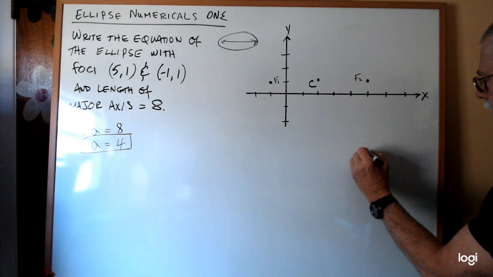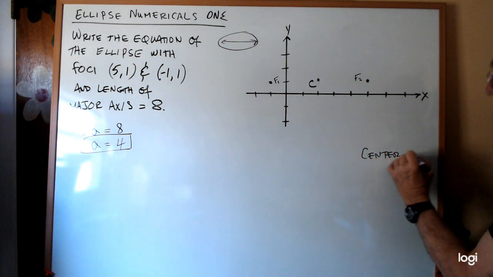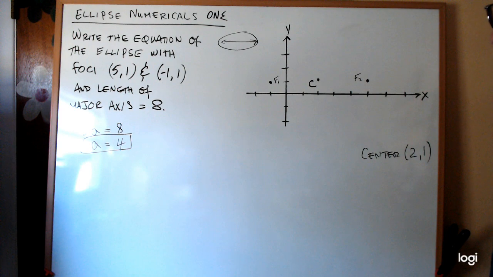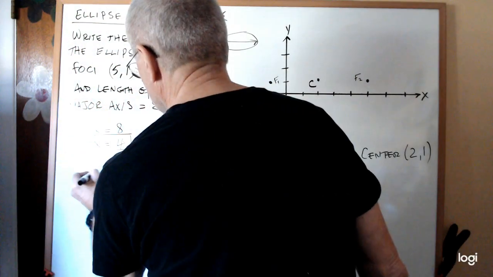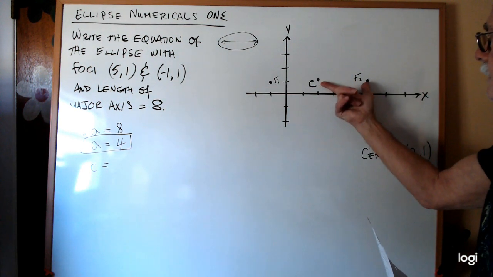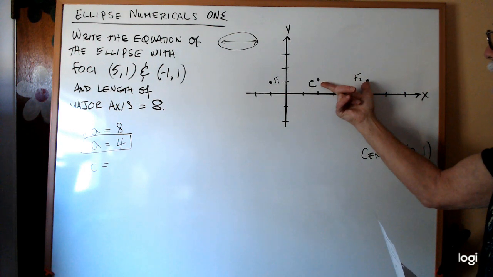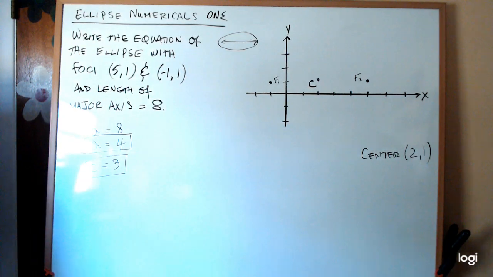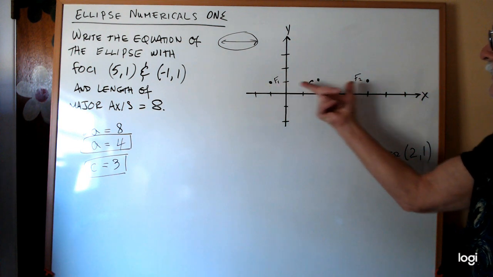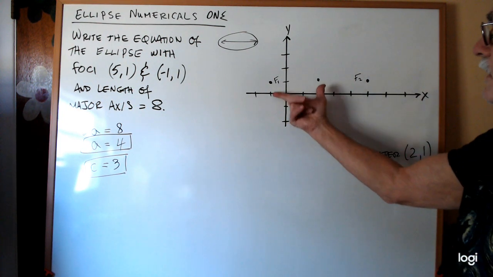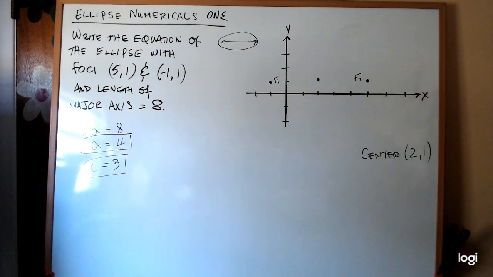So I'm going to write down that the center is, we said, at (2, 1). And a is 4. And, well, let's see, we know the value of c. The value of c is the distance from the center to each of the foci. So the value of c is 3. Notice that the other focus is 3 units to the left, and this focus is 3 units to the right. Maybe I shouldn't label this C because that's kind of confusing. C is the distance from the center to each of the foci.